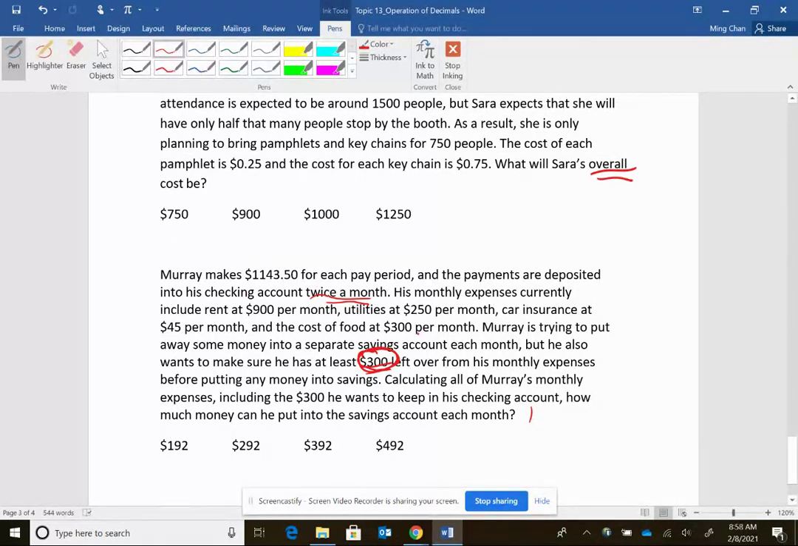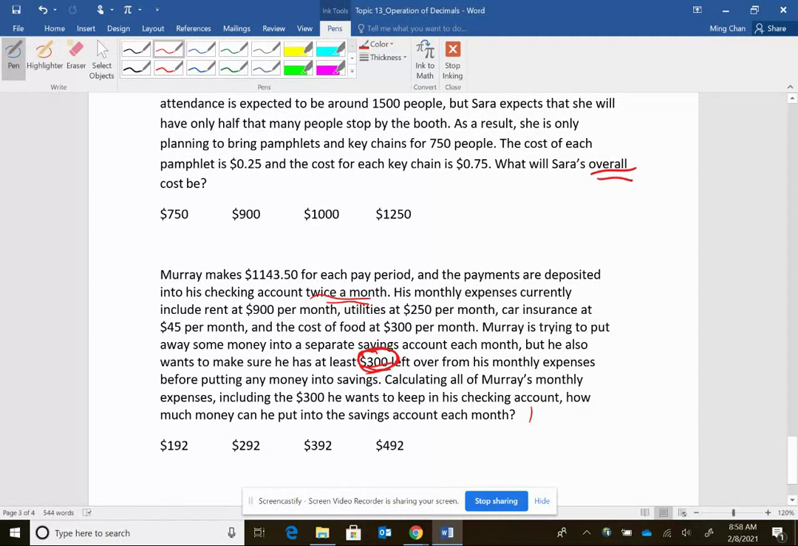So that means after he paid all his bills, right, there's an amount of money left. From all of that money left, take away another $300. He wants to leave it in his checking account. So that means the rest of it he can move into savings. All right, so that's the idea.